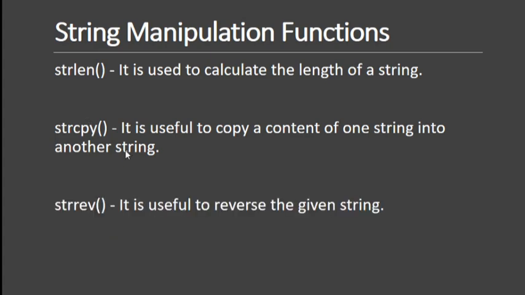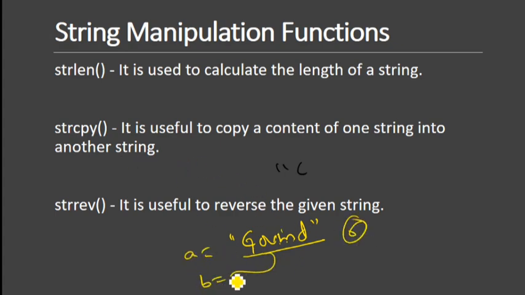String length means, for example, I am writing a string like this. String length reads how many characters are there here: 1, 2, 3, 4, 5, 6. So we are going to get 6 as output. String copy means, for example, a equal to m, so this is copied into b. Copy the string from one variable into another variable. String reverse means it is going to print the string in reverse order.